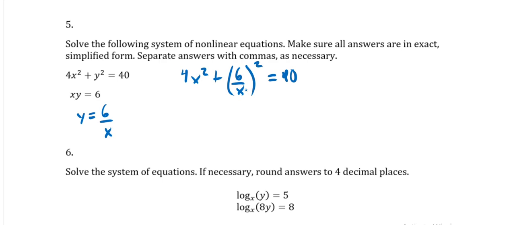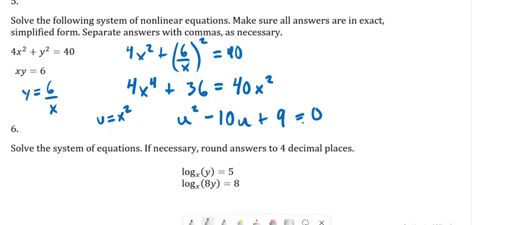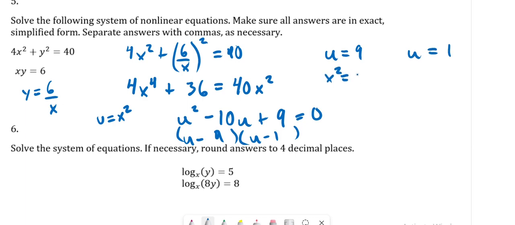Now, squaring and then multiplying on both sides by x squared to clear denominators, this can be solved by making a variable substitution, clearing off that common factor of 4, and setting my terms equal to 0. Factoring and setting each term equal to 0, this gets me solutions when u is equal to 9 or when u is equal to 1. Hence where x squared is, which gives me 2 solutions for each of these.